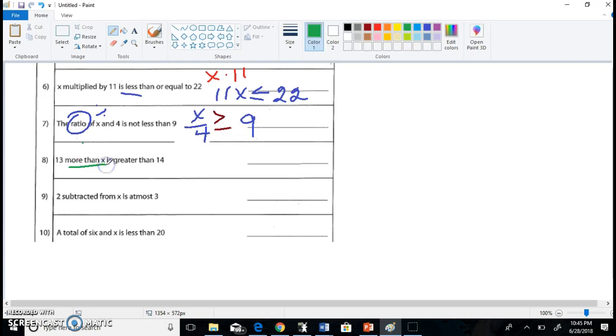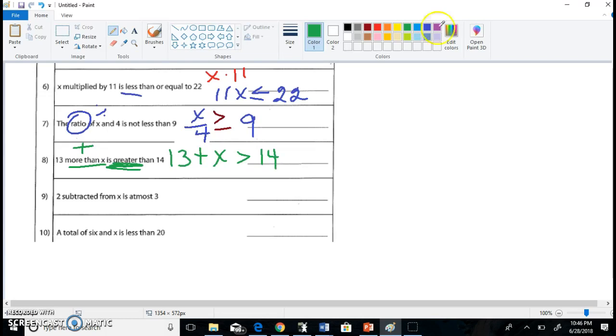13 more than. Now, more than, you're going to think, oh, that's the greater than sign. However, it needs to have the word is with it. If you want more than to be the greater than symbol, it needs to say is more than. This is just 13 more than. So without the is, we're just going to say 13 plus x is greater than 14. We use the sign when it's preceded by the word is.